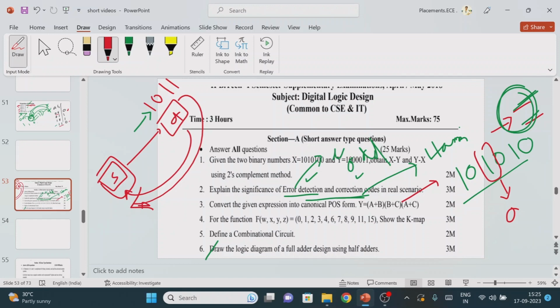But what will happen if more than 1 bit changes? Then your Hamming code will not identify the problem. So this is the limitation of the Hamming code. What is the limitation of the Hamming code? At the receiver, if more than 1 bit changes, then by using the Hamming error detection and correction code, we cannot identify it.